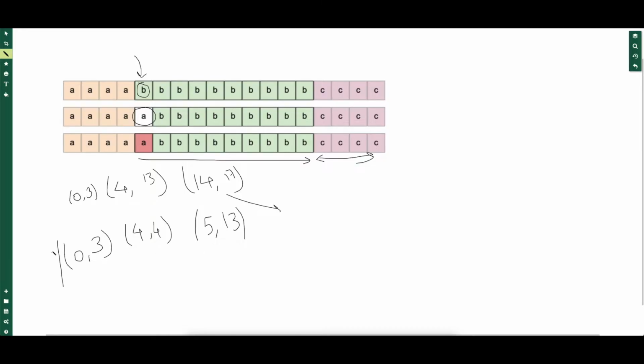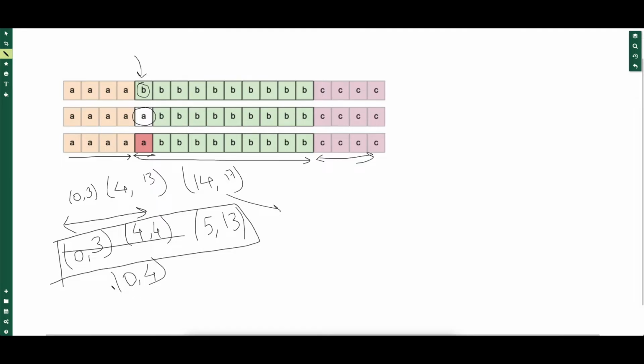Now, after we have this, we will try to merge these two first. If they are mergeable, in this case yes, because 0 comma 3 everything is A, and 4 comma 4 is also A. So we will just merge these two into a single string 0 comma 4, and then we will try to merge this 0 comma 4 with 5 comma 13. In this case they are not mergeable because from 0 to 4 there is A, and from 5 onwards there is B, so we can't merge it. So the final ranges would be 0 comma 4 and 5 comma 13.